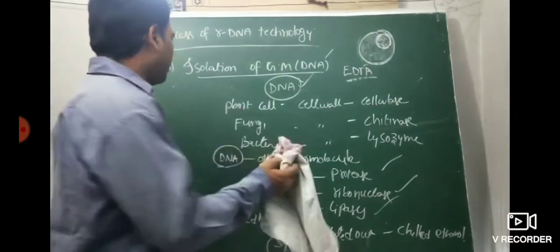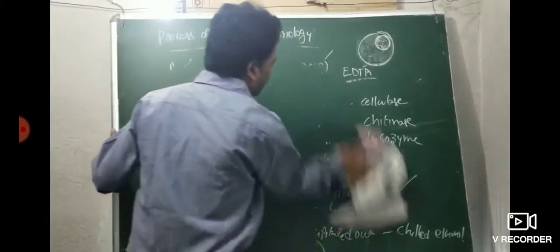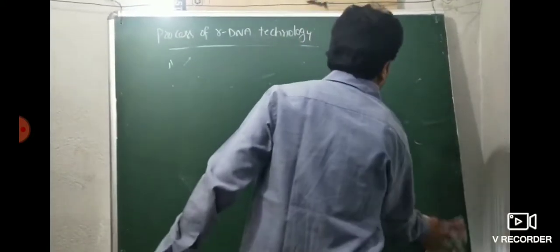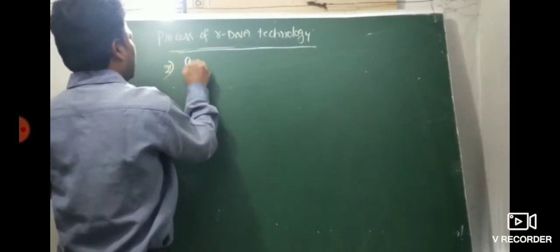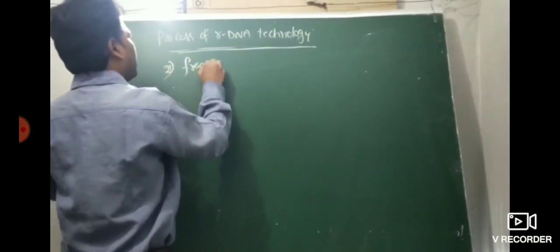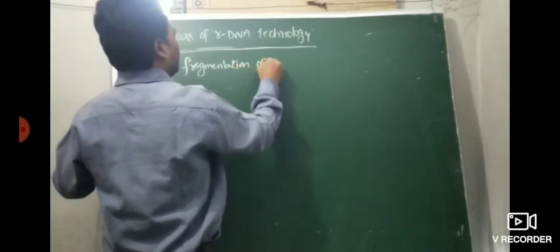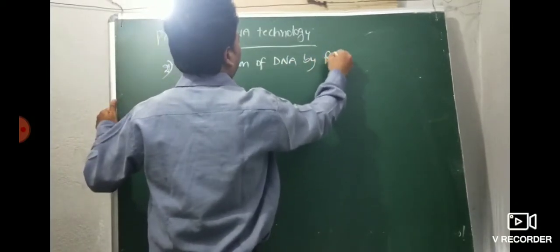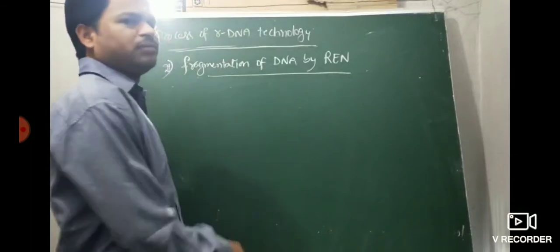Next, the second step in the process of recombinant DNA technology is fragmentation of DNA by REN, restriction endonuclease enzyme. This we have already discussed.